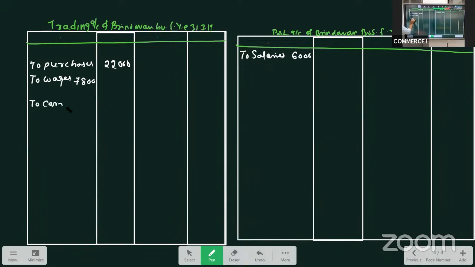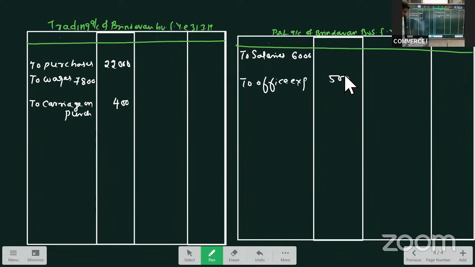Then carriage on purchase. Carriage on purchase will appear in trading. Carriage on sales will appear in P&L. Carriage on purchase is given as 400. Carriage inwards or carriage on purchase, and carriage on sales or carriage outward. Carriage outward will appear in P&L. Carriage inward will appear in trading. Both are expenses. One is a direct expense, the other one is an indirect expense. Next is office expense. Office expense, of course, will appear in P&L only. It is 500.